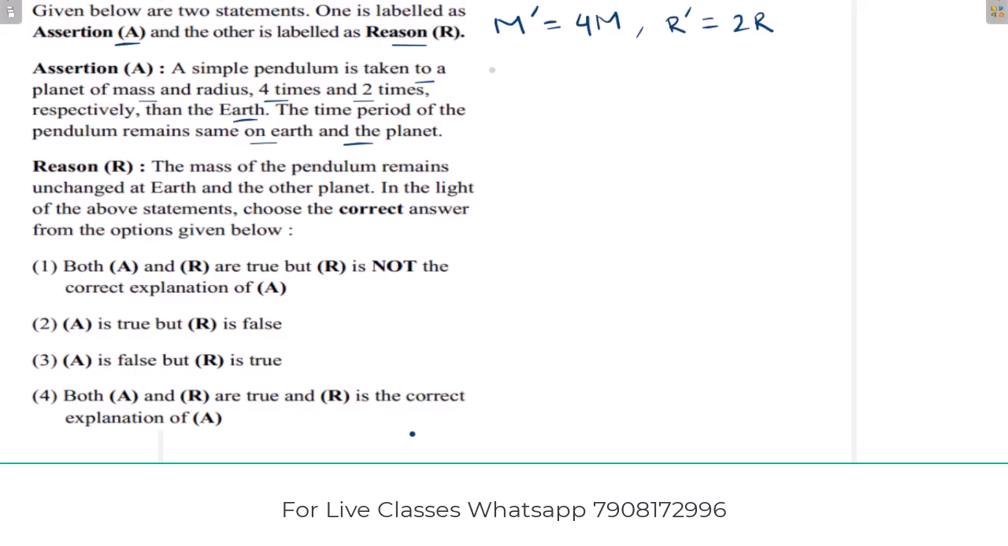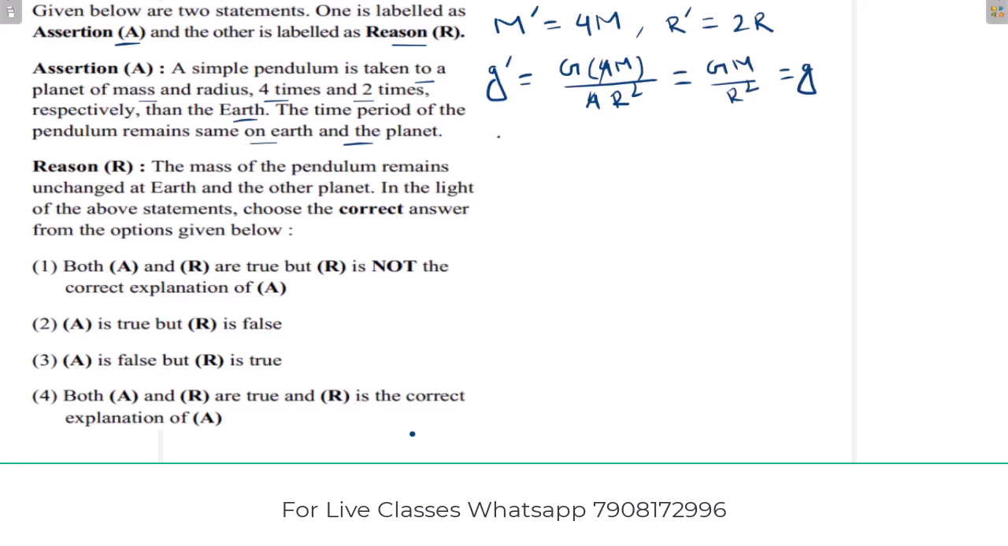acceleration due to gravity. Now acceleration due to gravity g dash at that planet is G into 4M mass divided by r dash square, that is 4r square. So 4 cancels, GM by r square. So GM by r square is equal to g. So the acceleration due to gravity is same on both the planets.